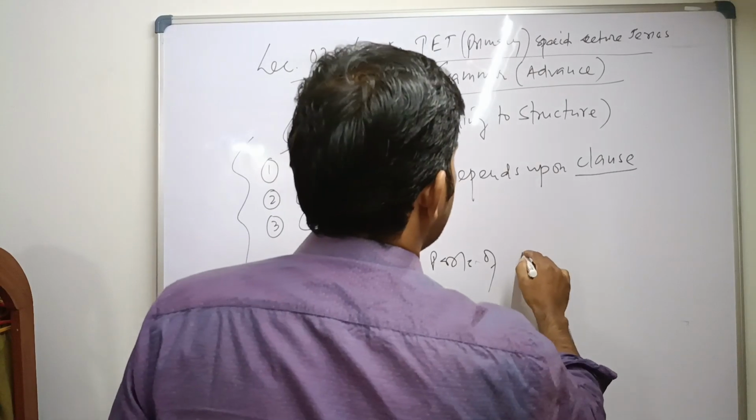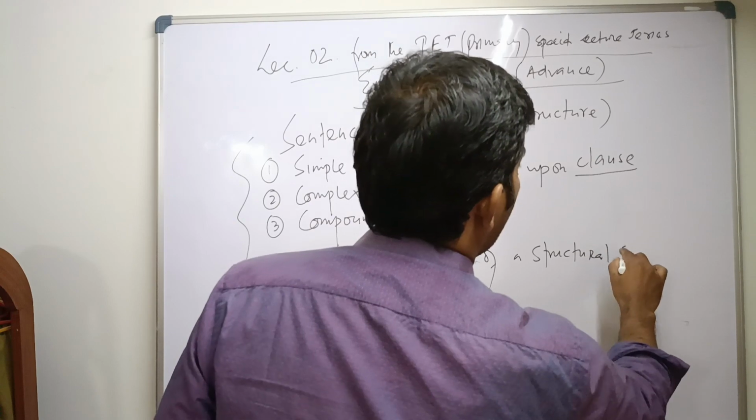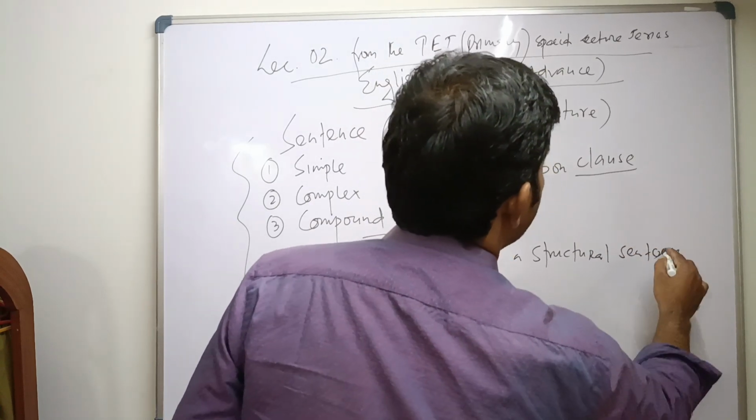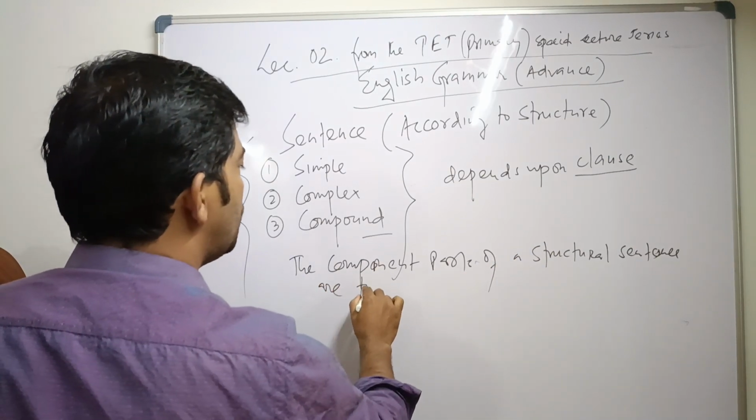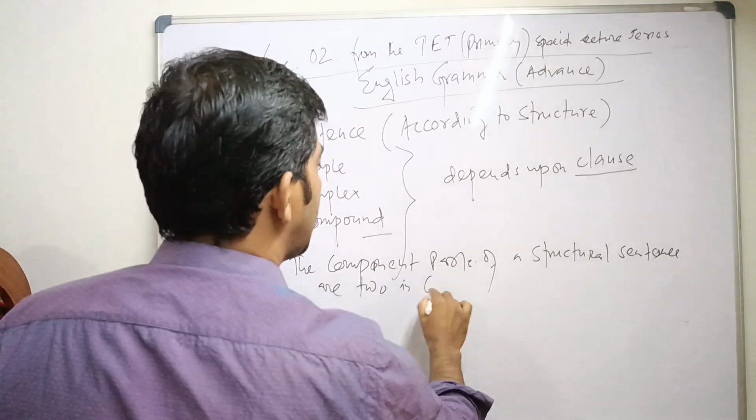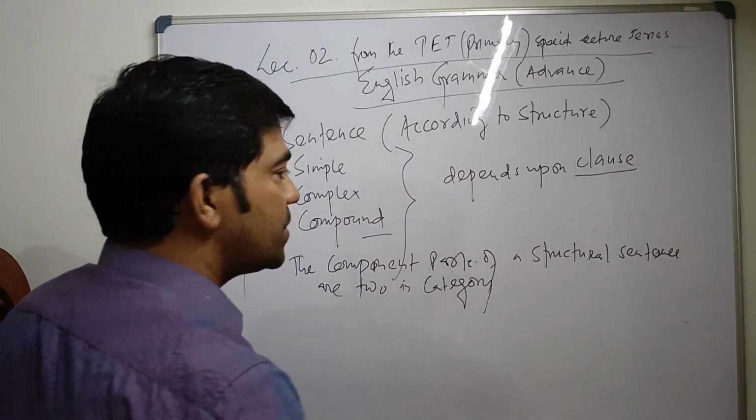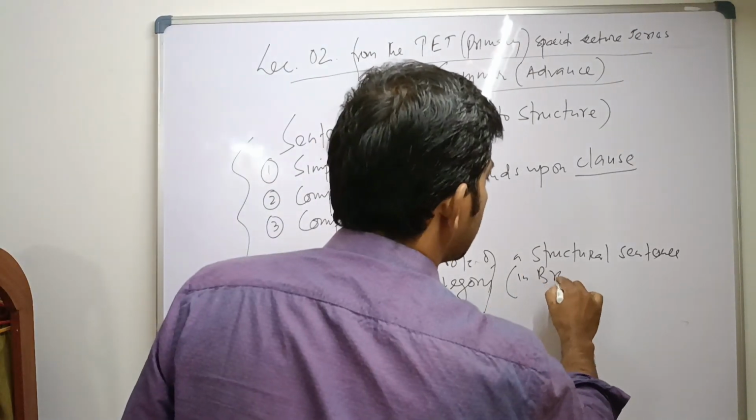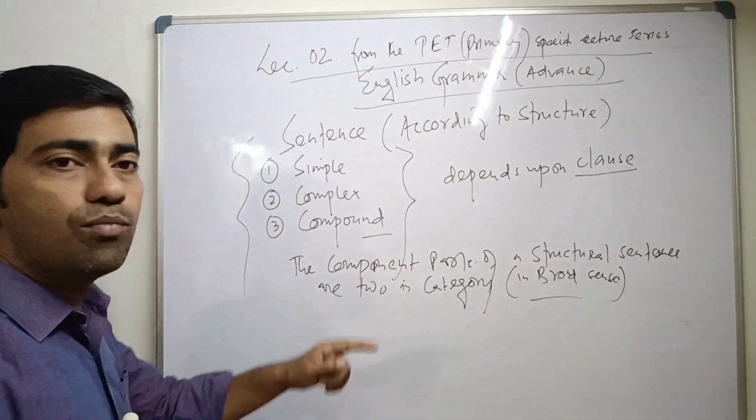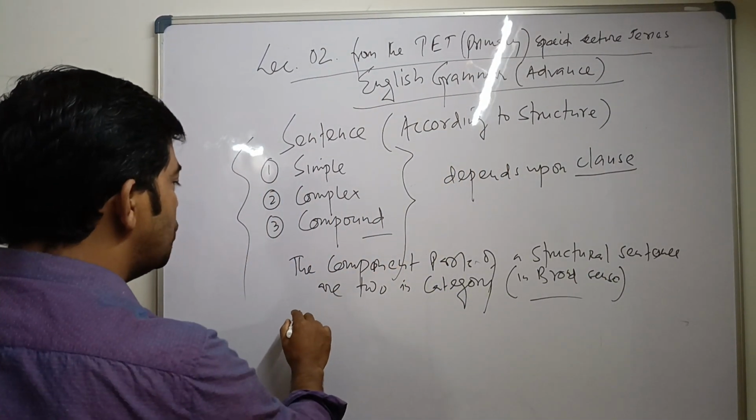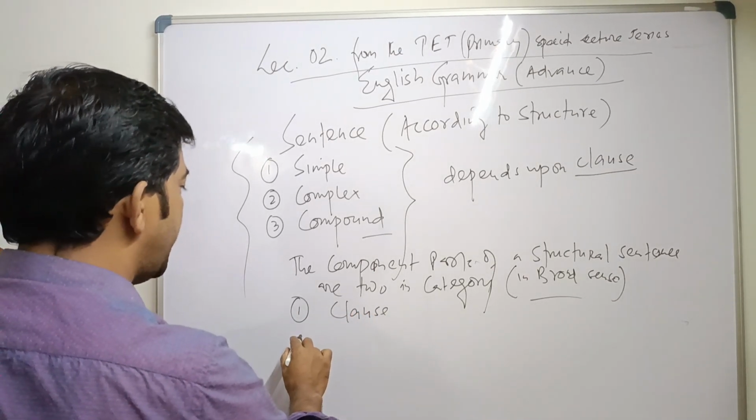The component parts of a structural sentence are two in category. What? In a broad sense. What are these two? One is clause and the other is phrase.